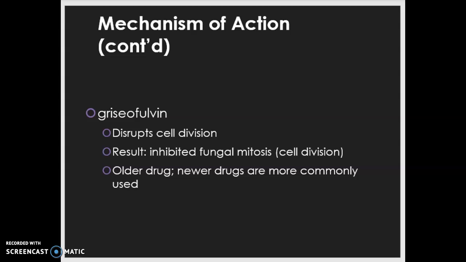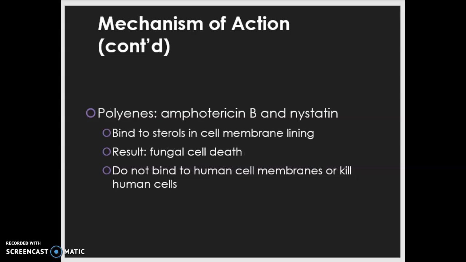With our griseofulvin, this disrupts the cell division, as I said, and it too is an older drug. With our polyenes, this is amphotericin B and nystatin. So these bind to that ergosterol in the fungal plasma membrane, and they interfere with that lining. So fungal cell death occurs. It does not bind to the human cell membranes or kill human cells. That's a plus.